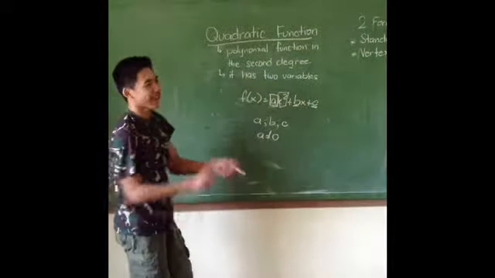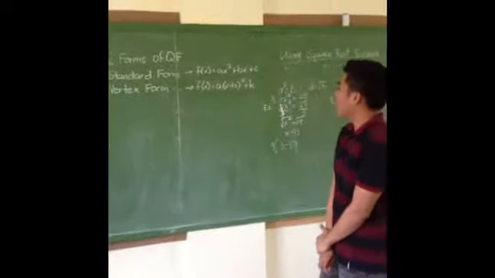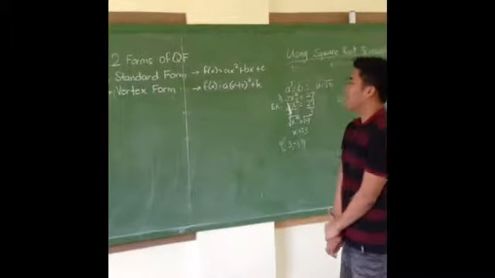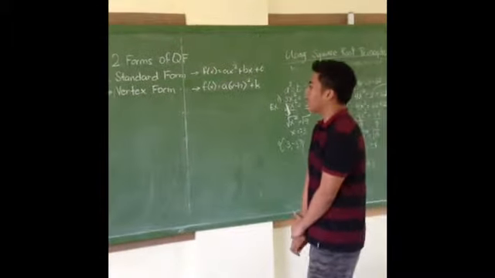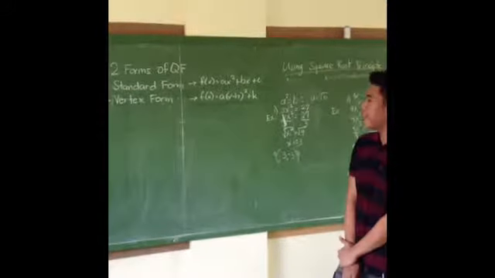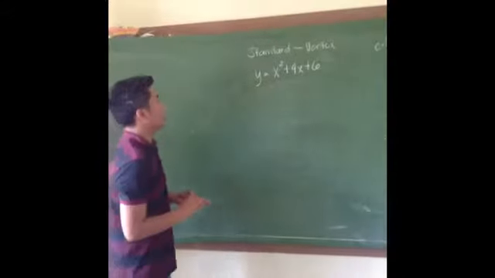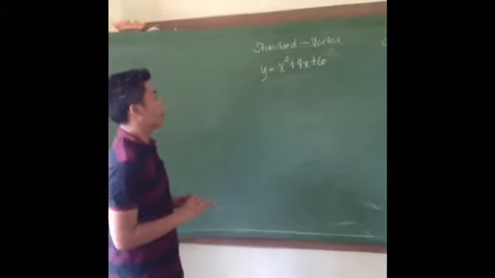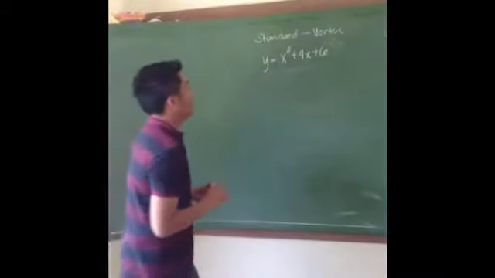Then we can proceed to the vertex form. f of x equals ax squared plus bx plus c is the standard form, and f of x equals a times x minus h squared plus k is the vertex form. We have here an example: y is equal to x squared plus 4x plus 6.